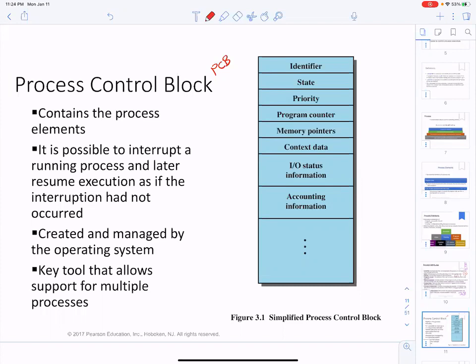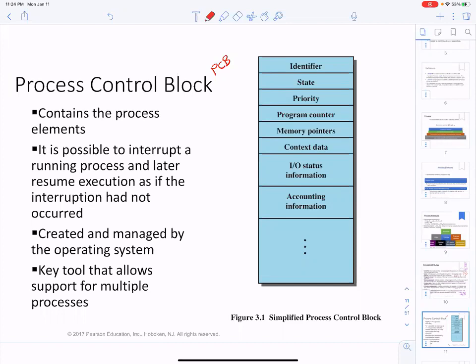It's a very significant point about a process's attributes or behavior, because it has all the sufficient information that we need to run a process. And it also has all the information that we need if a process is interrupted. So you have a running process in place, and then the process is interrupted. By retrieving the information from the process control block, we can later resume the execution as if the interruption had not occurred.